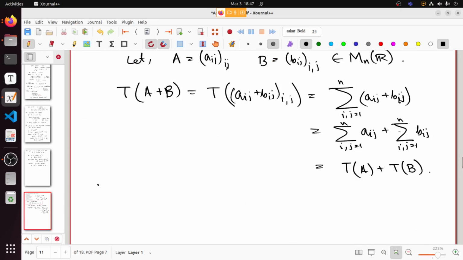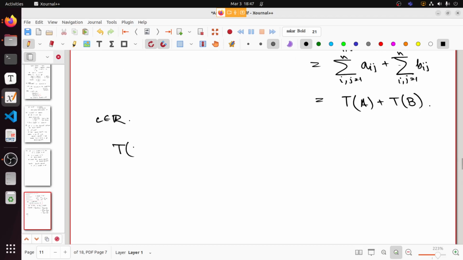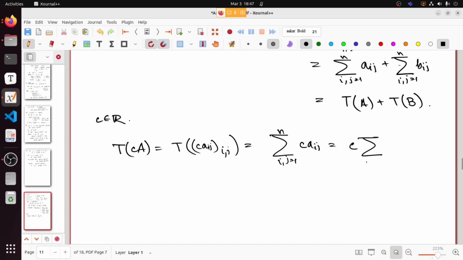So take C any real number. Then what is the T of CA? So this is the matrix C times Aij. So this will be summation i, j equals 1 to n of C Aij. Now take out the C from the sum because this is not dependent on i, j, and we have summation i, j equals 1 to n of Aij. So this will basically be C times T of A. So this is again linear under scalar multiplication.